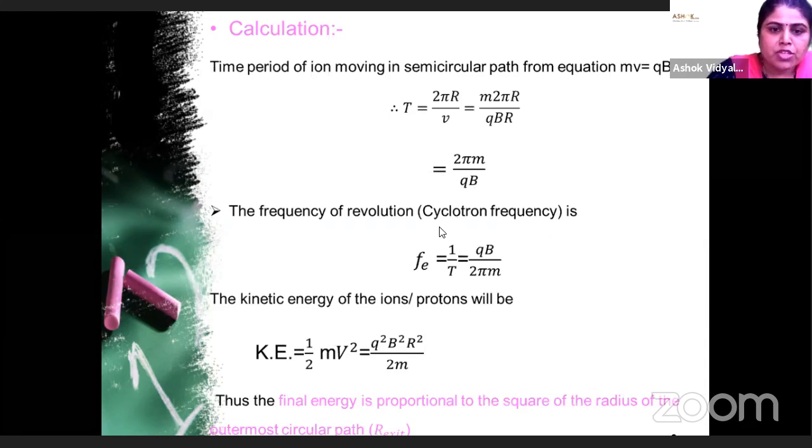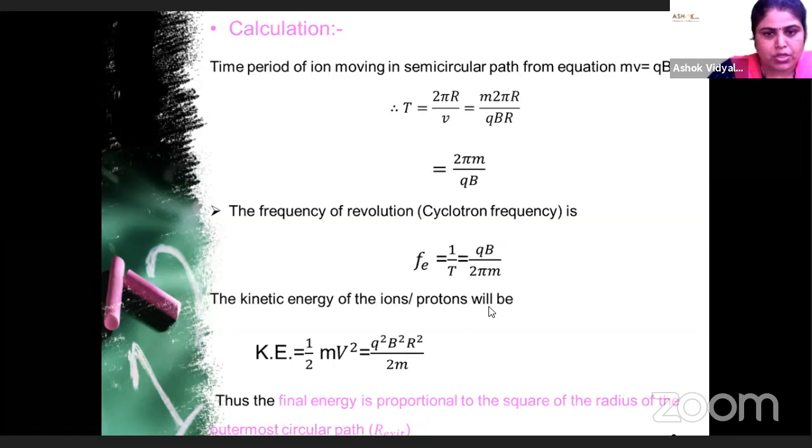And the frequency of revolution, that is the cyclotron frequency f, is equal to the inverse of this time. Therefore, from this equation, we can easily find the frequency of revolution, that is qB divided by 2 pi m. With the help of these equations, we finally find the kinetic energy of the ions and protons. Why protons? Because we are going to take positive ions.